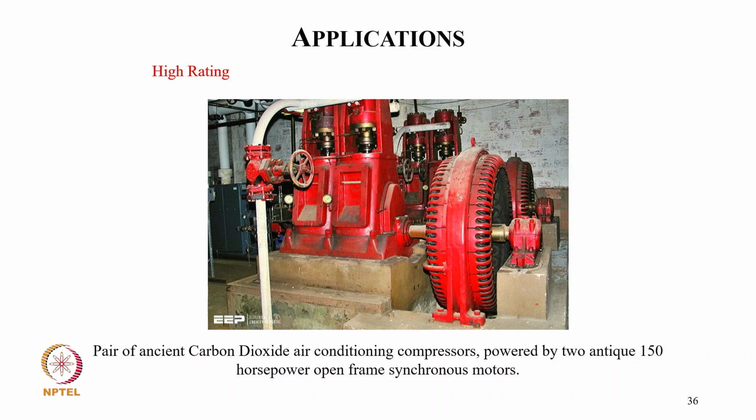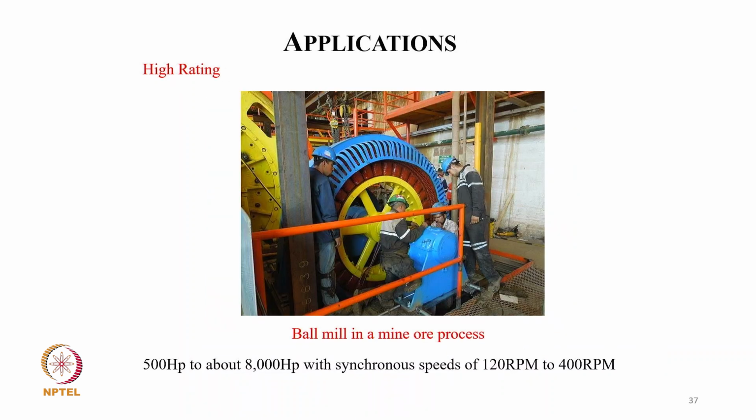Then typically a pair of ancient carbon dioxide air conditioning compressors powered by two antique 150 horsepower open frame synchronous motors. Then a ball mill drive of 500 to about 8000 horsepower synchronous motor, 120 to 400 rpm.